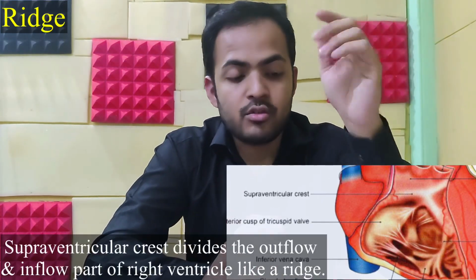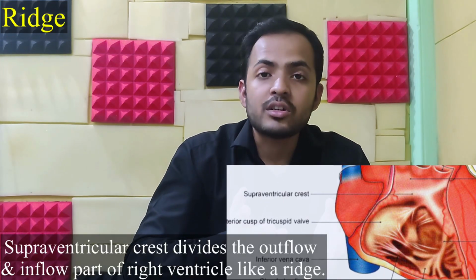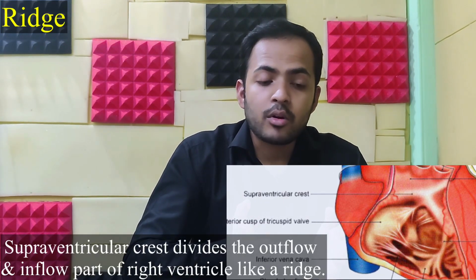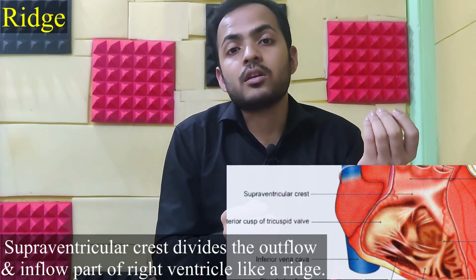And now the last component, which is ridge. What is ridge? I told you a few minutes ago the supraventricular crest, as you can see in this photo. This supraventricular crest acts as a ridge. Why? Because it separates the outflow part and the inflow part of the right ventricle.